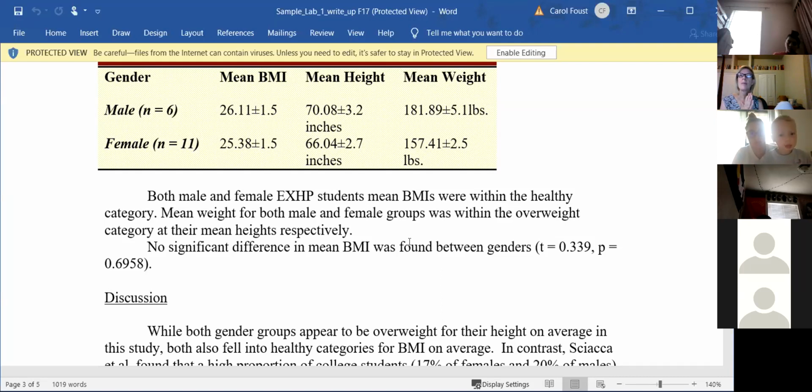Questions about the lab report and what would be required for the lab report?